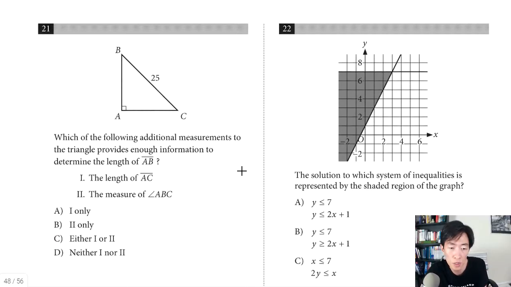Question 21, which of the following additional measurements to the triangle provides enough information to determine the length of AB? And then they give us 2 measurements.